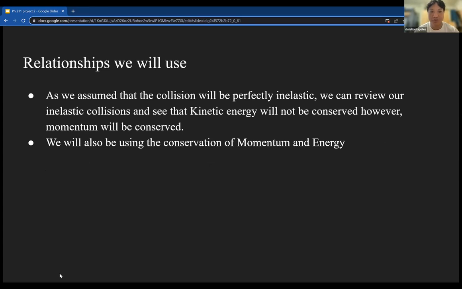And these are the relationships we will use. Since this is a perfectly inelastic collision, we can review our inelastic collisions and see that kinetic energy will not be conserved. However, momentum will be conserved. We will also be using the conservation of momentum and energy.